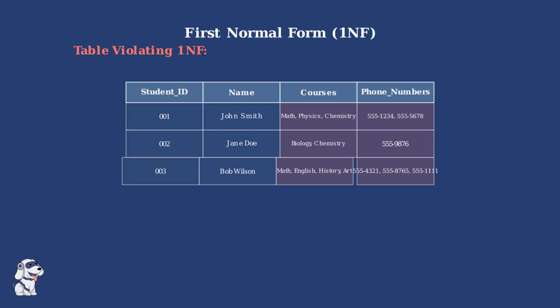Notice how the courses column contains multiple values separated by commas, and the phone numbers column also contains multiple phone numbers in single cells. These violations make it difficult to query specific courses or phone numbers. We cannot easily search for students taking a particular course or efficiently manage multiple contact numbers.